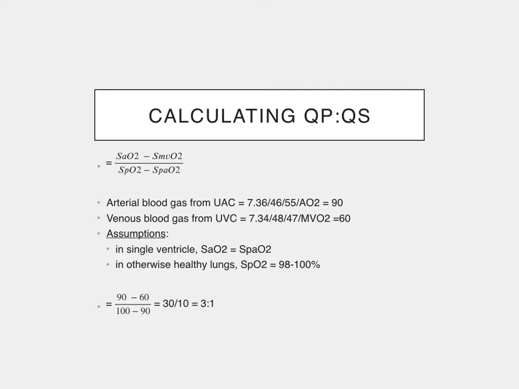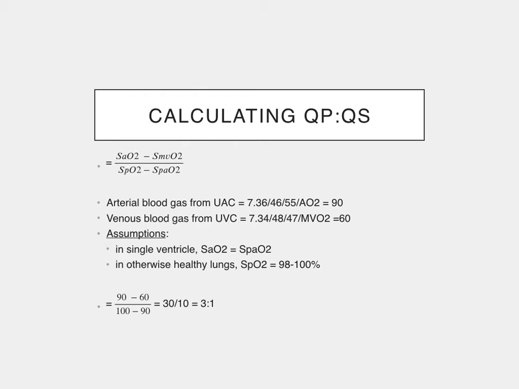You see our pH, our PCO2, our PaO2 here, and then the oxygen saturation of the arterial blood in this situation we'll say is 90%. Then we've also drawn a venous blood gas. It's ideal to draw these at the same time, mind you. So we've drawn a venous blood gas from a UVC that terminates in the IVC. You see our pH, our PCO2, our PO2, and our mixed venous oxygen saturation, which is equal to 60%.